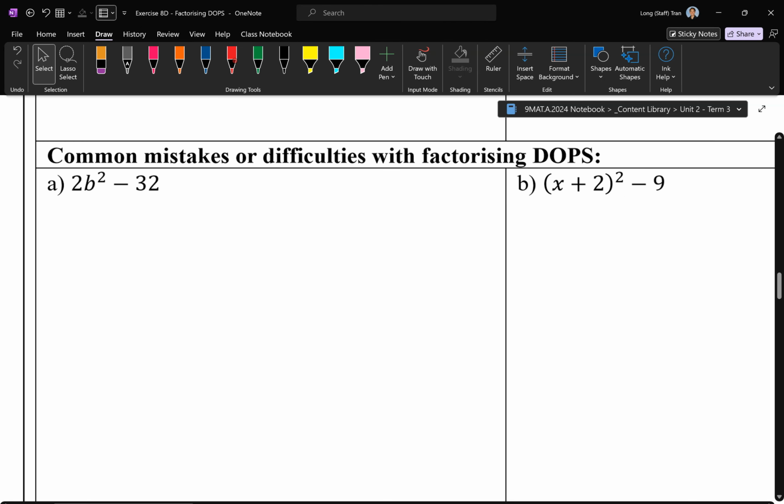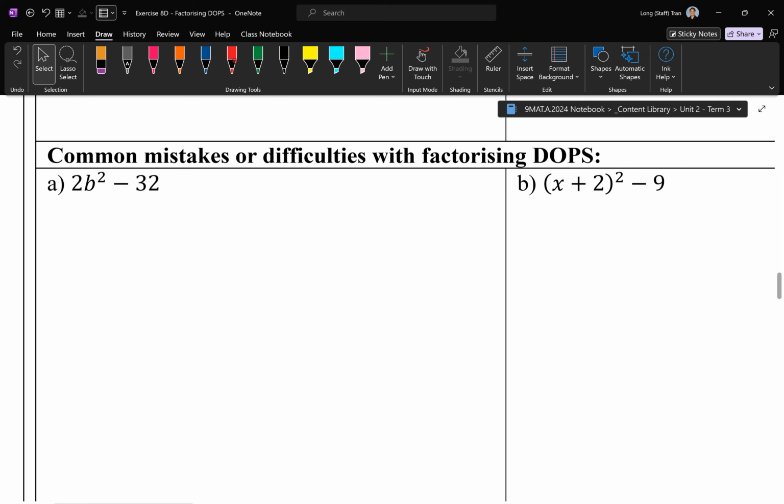one of the challenges that students have is when they give numbers that aren't squared numbers. The reason why before was easy is because you know your square root of 9, square root of 25, square root of 64, square root of 100, you know these. What if they give you 32?